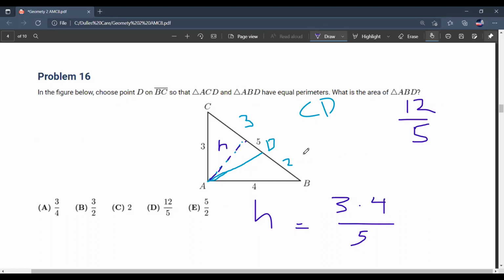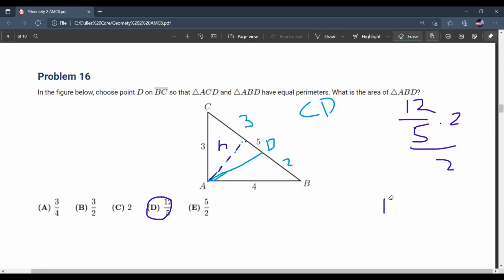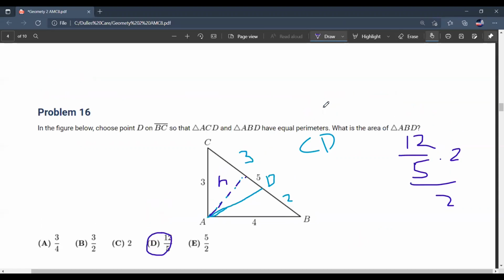So we have h, we have the base. So what's 12 over 5 times 2 times 1 over 2 equal to? So in short, yeah, 12 over 5, I think that's what people said. So we have height times base over 2, and then we're done, right? Yay! So now we're done with this problem.